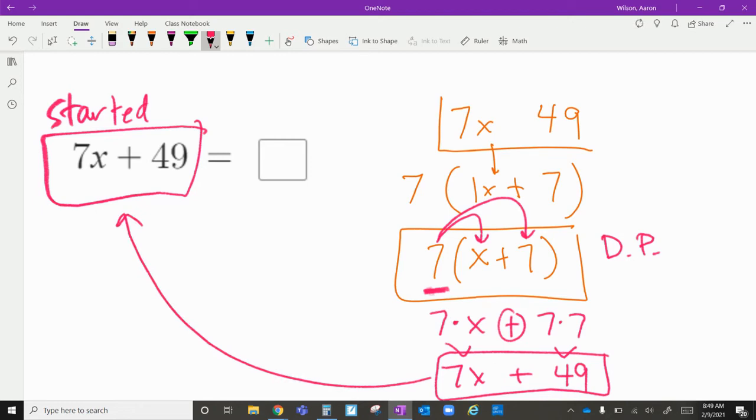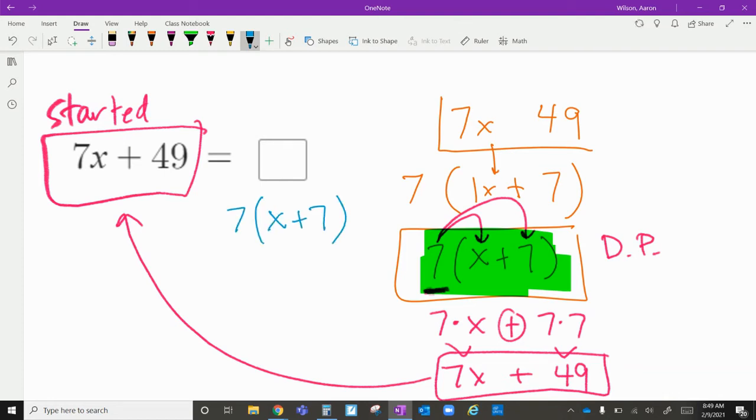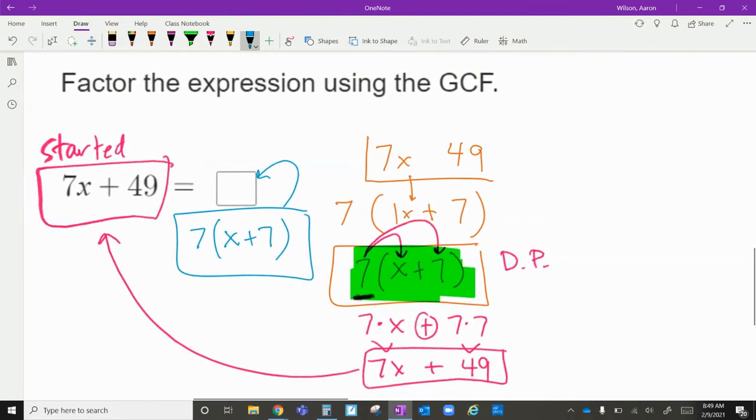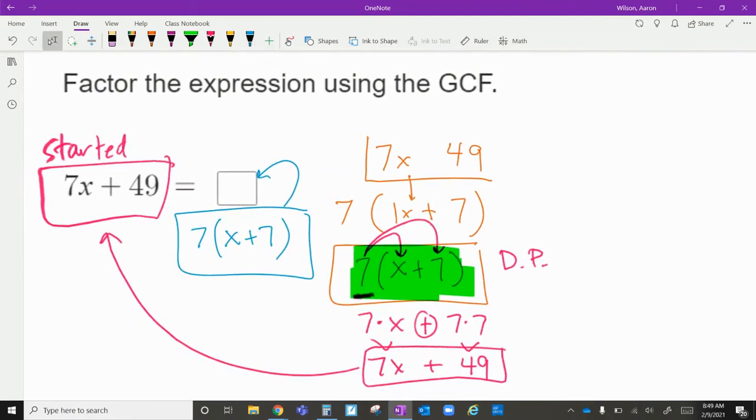The reason why we ended up where we started is because it worked. So the correct answer that goes in that box is 7 parentheses x plus 7 end of parentheses. This is the answer for factoring the expression using the GCF.